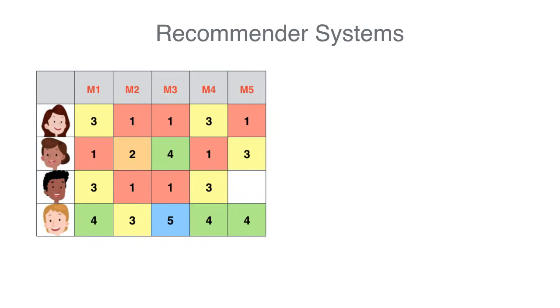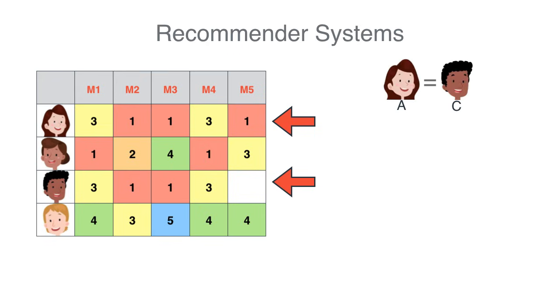And here, Carlos hasn't seen movie 5. So what do we think Carlos is going to give movie 5? Well, we remember that Anna and Carlos have the same preferences for everything because their rows are pretty much the same. So it's safe to assume that Carlos will give movie 5 the rating that Anna gave, which is 1 star. Now this is very simple, but we can do some math to actually guess some more complicated ones.